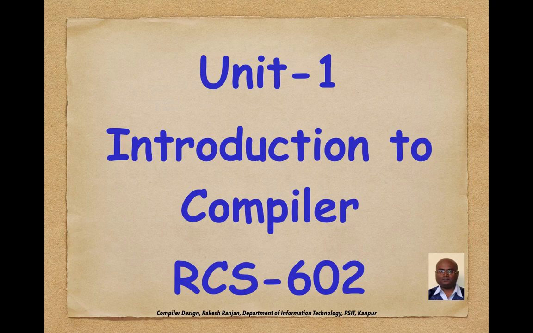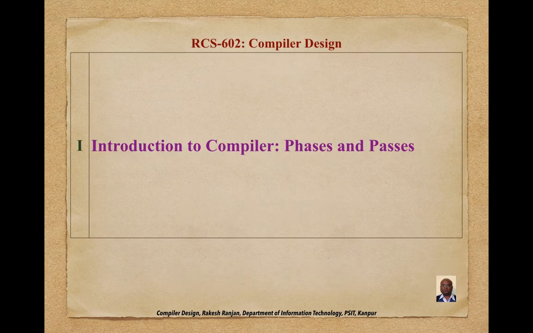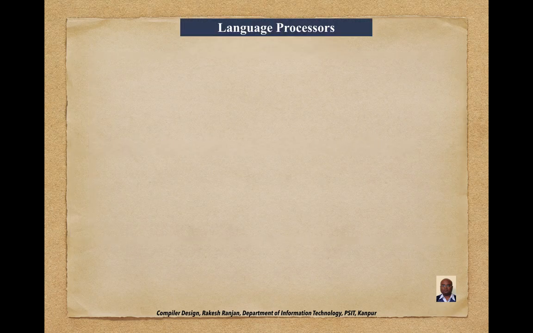Unit 1 Introduction to Compiler. The code is RCS 602. The first topic we will discuss is phases and passes. First, we will discuss the language processor.